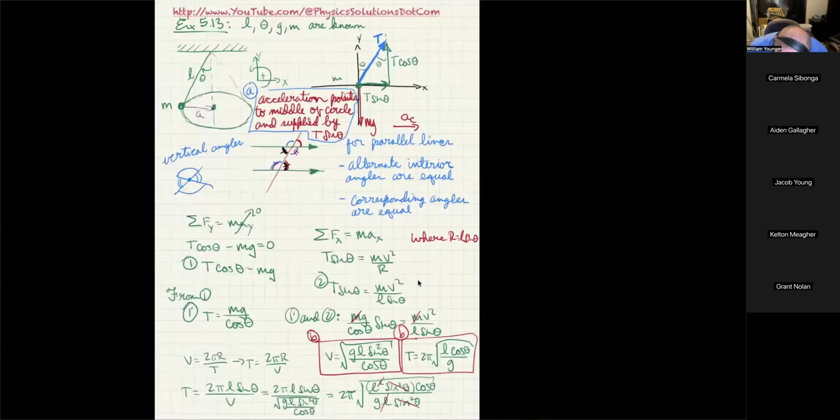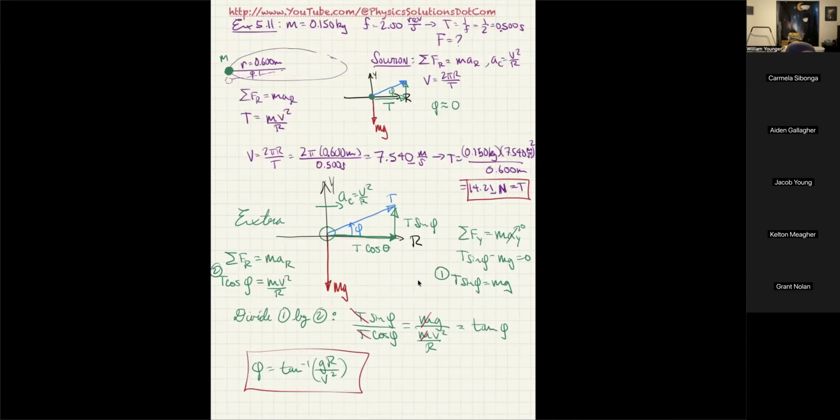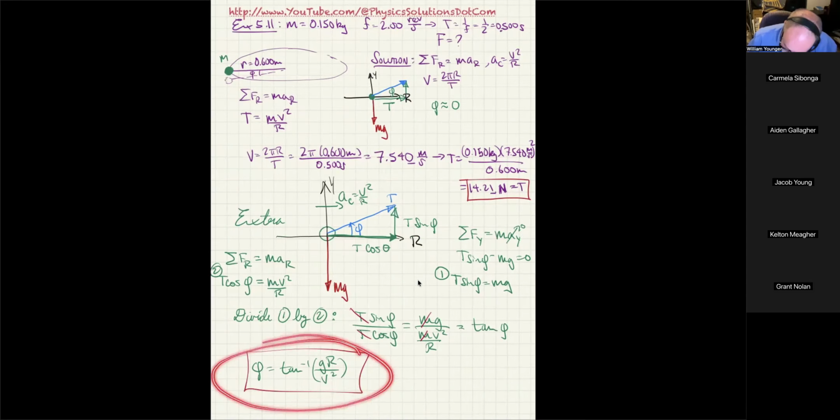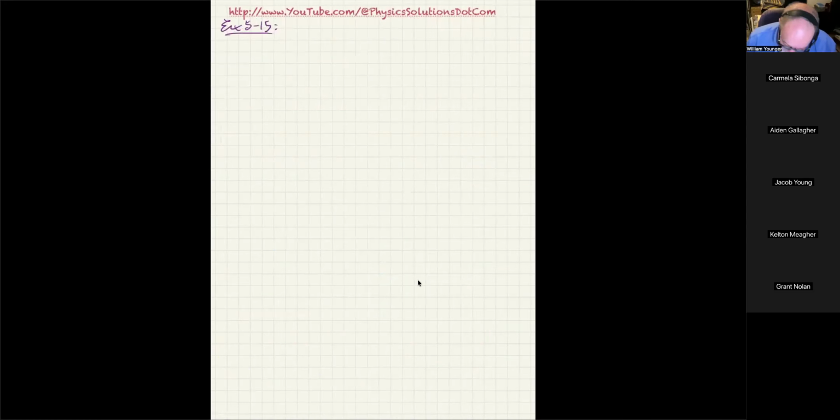Now, the formula, I've actually hinted it to you before already. Not that one. Not that one. This formula right here. You're going to see that it has something to do with the banking angle of a curve. So just keep that in mind.